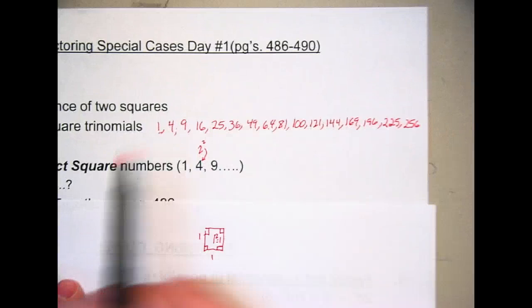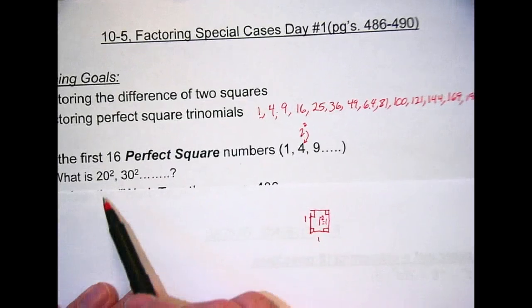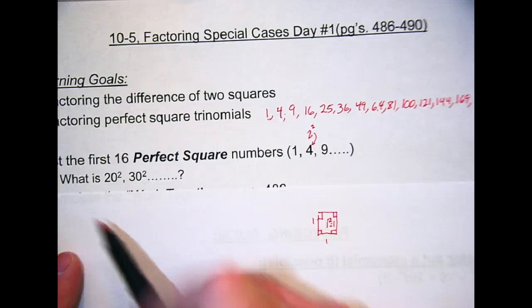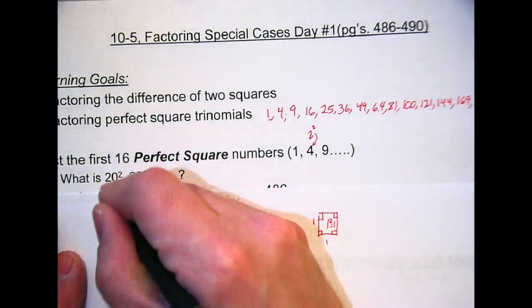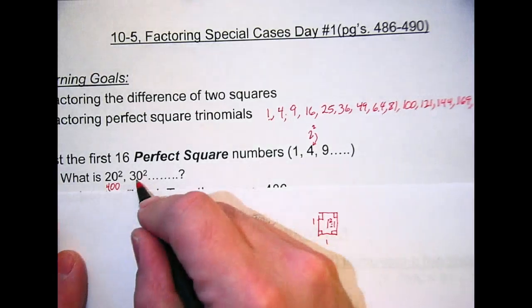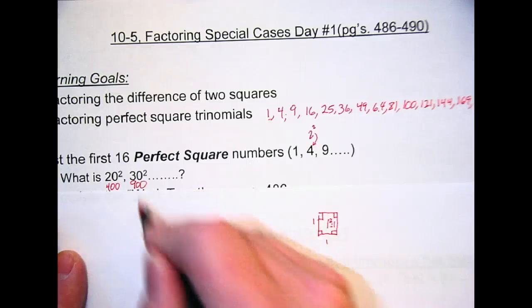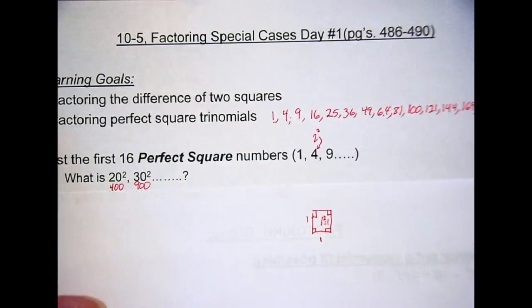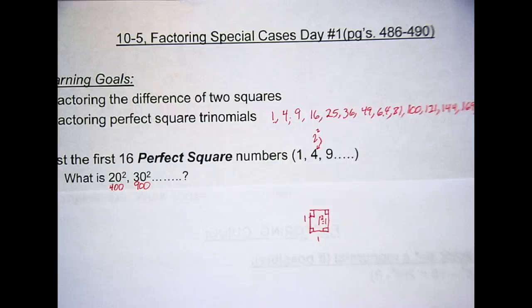Okay, but then we go over here and I say, what is 20 times 20, or 20 squared? Well, that's just 2 squared, which is 4, and 2 zeros, because you're doing 20 times 20, 400. So what's 30 times 30? 900. Okay, 40 times 40, tell your neighbor. 1,600. 50 times 50? 2,500. Okay, so perfect squares are going to help you out today.